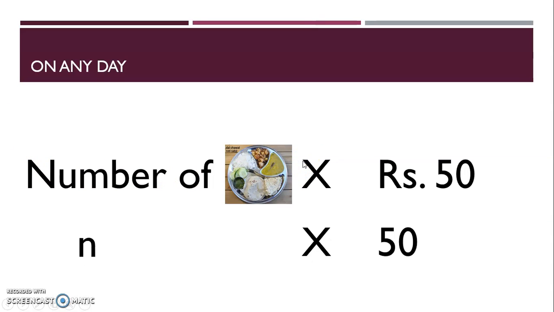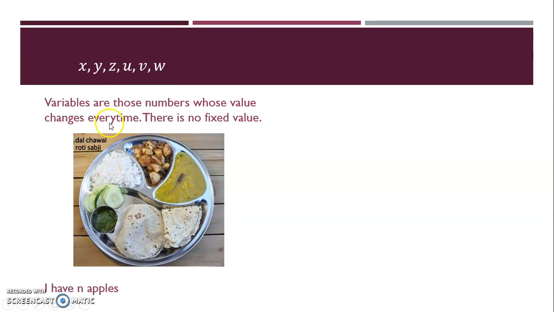So what we do is we make this into a short form. The number of thalis we make into a short form as n, and rupees 50 we denote by 50. So that will give us 50 into n, that is 50n. Okay, so now we introduce the concept of variables.